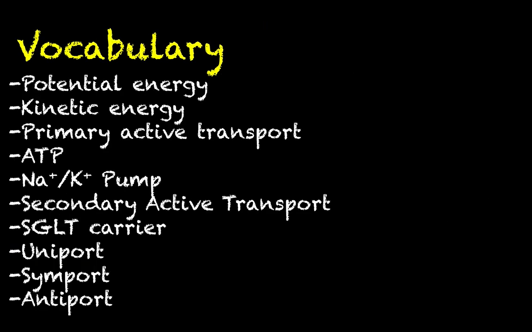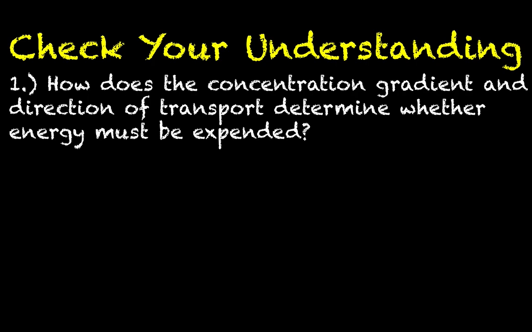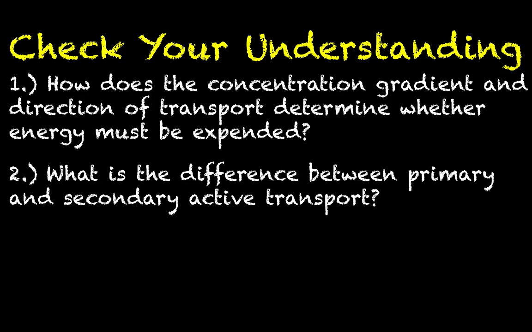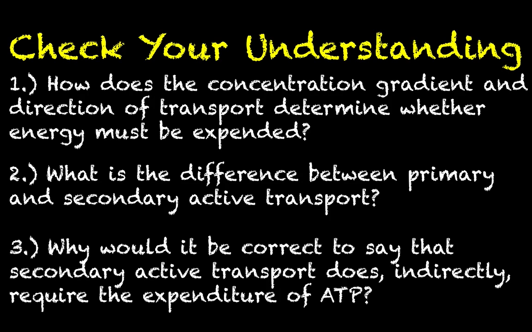Okay, that's going to wrap up this video. Here is a list of vocabulary terms you probably ought to be aware of. And then for checking your understanding, number 1, how does the concentration gradient and direction of transport determine whether energy must be expended or not? Number 2, what is the difference between primary and secondary active transport? And third, why would it be correct to say that secondary active transport does indirectly require the expenditure of ATP?